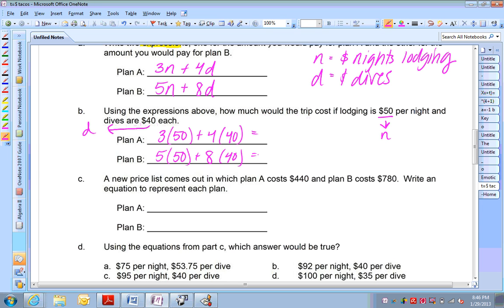Okay, if you didn't pick up your calculator just now, the sub is going to write your name down, and you should have entered these equations into your calculator. And you end up getting 310 and 570.